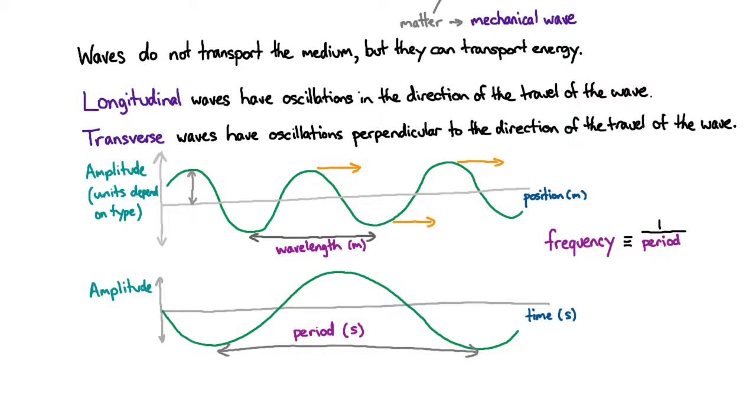So a wavelength would typically be in meters, a period would typically be in seconds, and a frequency would be in per second. And the SI unit for per second is called the hertz. So it's cycles per second. So once you understand these definitions, it's really easy to work out something like the speed of the wave.